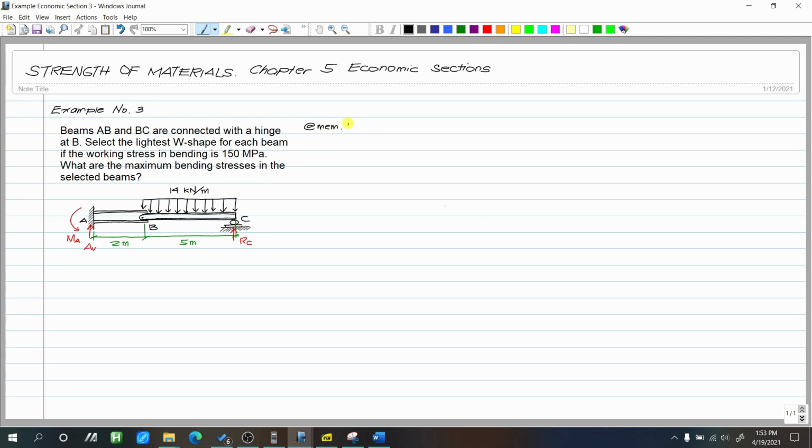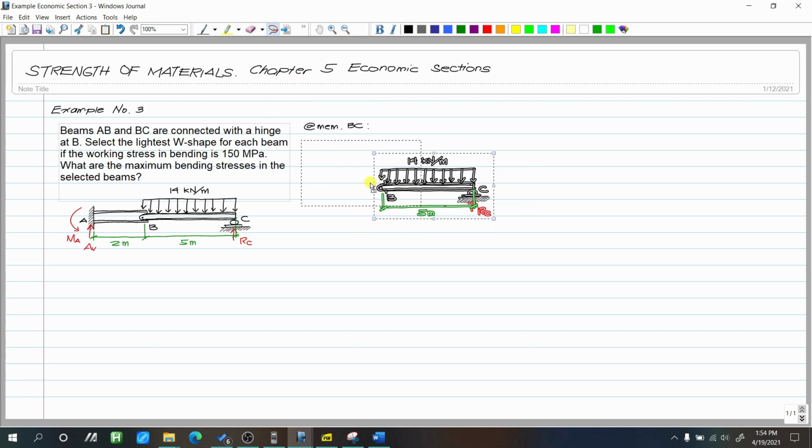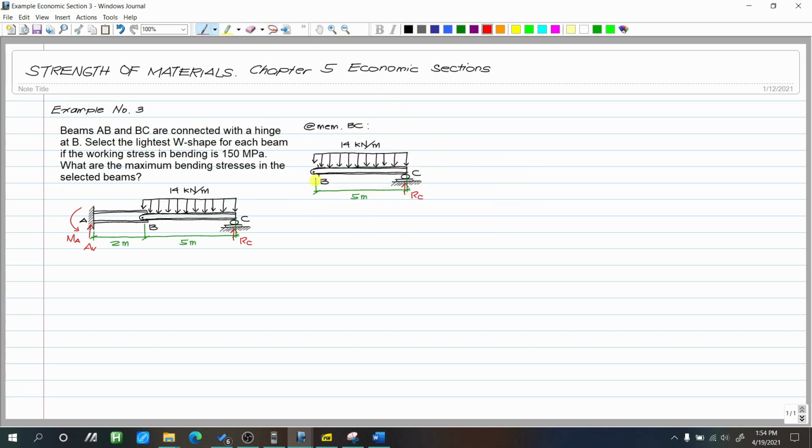At member BC. Okay? So, copy na lang natin. Then, meron tayong internal reaction sa B. So, this is BV. So, zero yung BH kasi wala naman tayong horizontal dito. Okay, so napansin nyo, symmetrical to, tama ba? So, maghahati lang yung ating BV and RC sa bigat na dadalhin nila from 14 kN per meter.